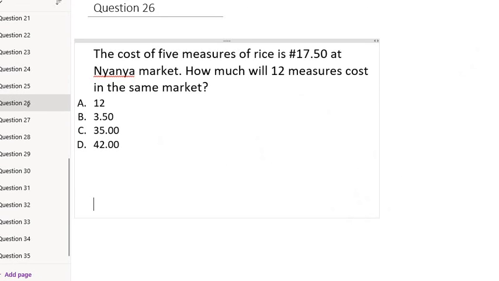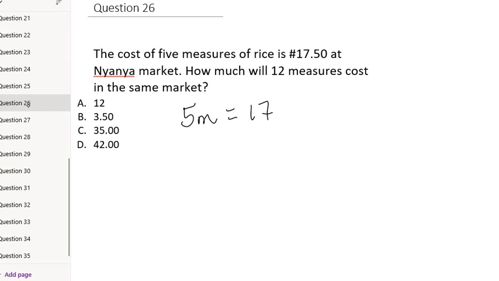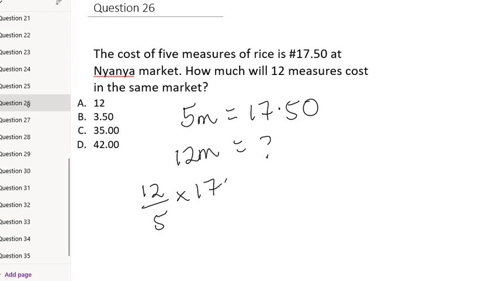Question 26. The cost of 5 measures of rice is 17 naira 50 kobo at Yaya market. How much will 12 measures cost in the same market? Now, if 5 measures, let's say 5m equals 17.50, how much will 12m cost? Now, using proportion, if 5m costs this, 12m will definitely cost more. If more, less under. So we have 12 over 5 times 1750 over 1. 5 into 17, 3, remainder 2, 5 into 25.